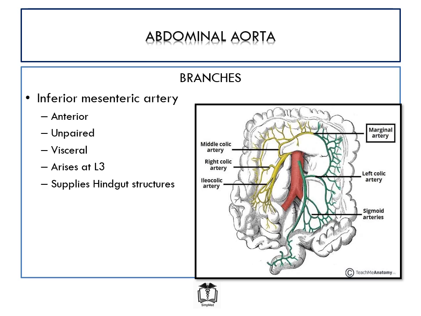So what are the hindgut structures? This includes the distal one third of the transverse colon, the descending colon, the sigmoid colon, and then moving down all the way to the rectum. Some of the branches of the inferior mesenteric artery supplying each of these hindgut structures include branches like the left colic artery, the middle colic artery, the marginal artery, and then the sigmoid artery. These are arteries coming from the inferior mesenteric artery.